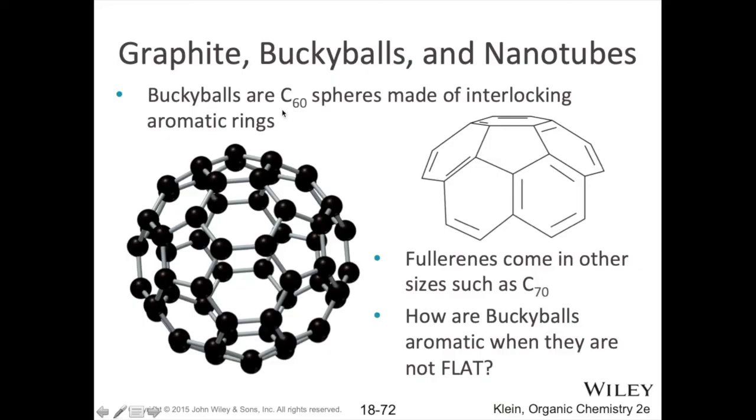You have buckyballs, that's a colloquial term for those, where you have about 60 carbon spheres. If you have larger ones, they're known as fullerenes, in the 70 carbon range. Basically, you have these large spheres of graphite, effectively. Okay. Now, good question is, how are these systems aromatic if they're not flat?